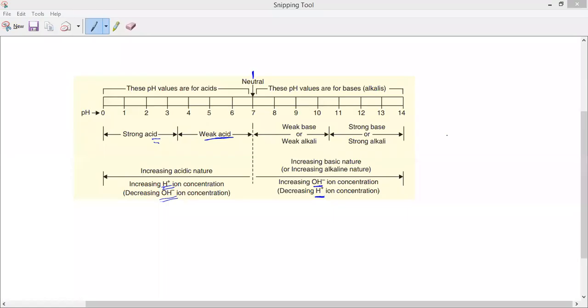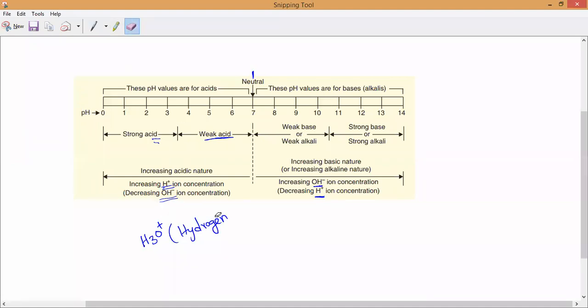All of you should remember that H plus ions have another name. What is another name of H plus ions? Hydronium ions. Understand? They will ask this in the exam a few times, so you should not get confused. H plus ions we can also call hydronium ions.